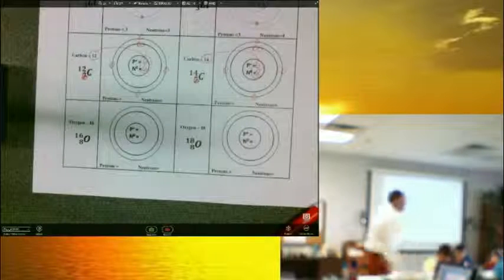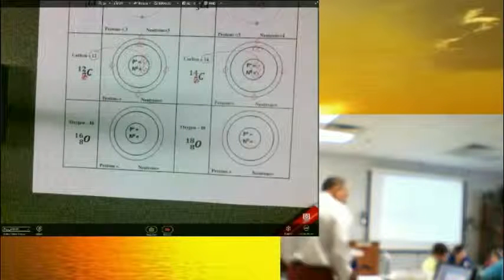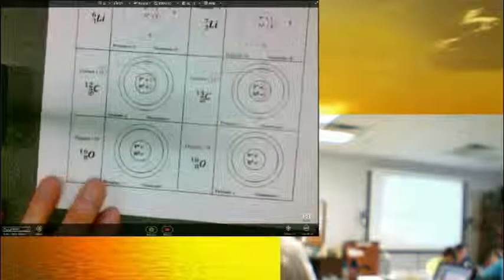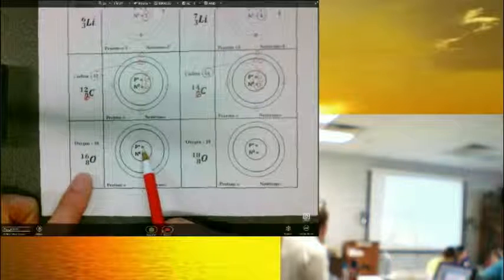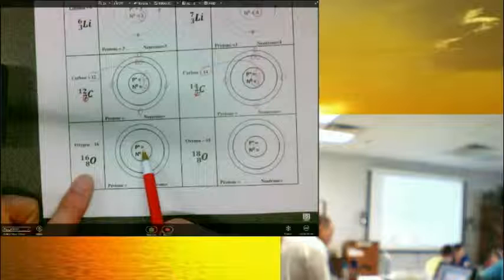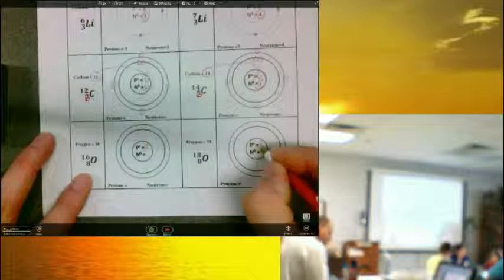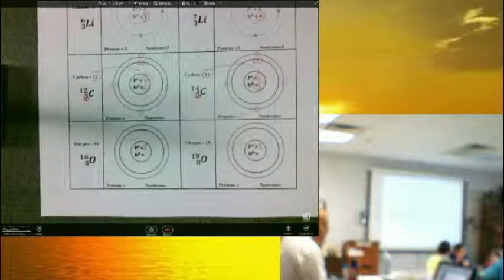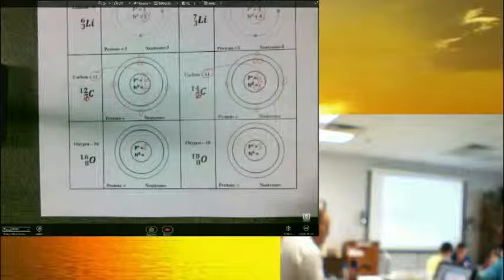You check your answer. I'm going to call on somebody to tell me what to do. So Farrah, you're going to help me with the first one. Farrah, oxygen, how many protons does it have? 8. It does. Oxygen will always have 8, so we can go ahead and write 8 over here. You get that from the periodic table. Or you can get it from right down here.